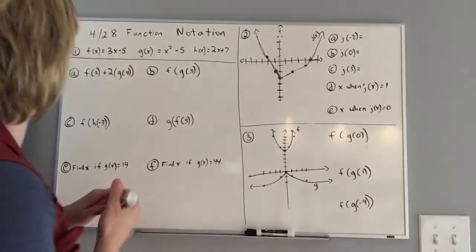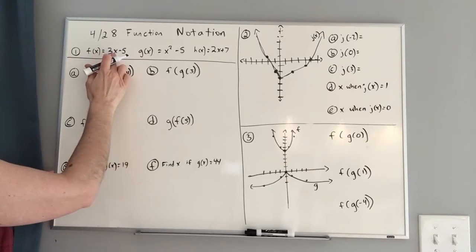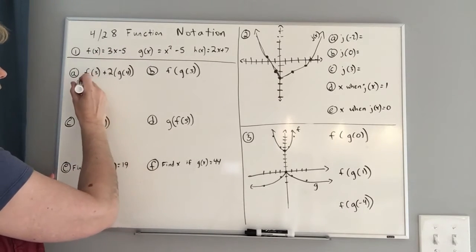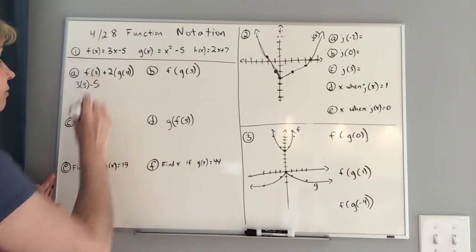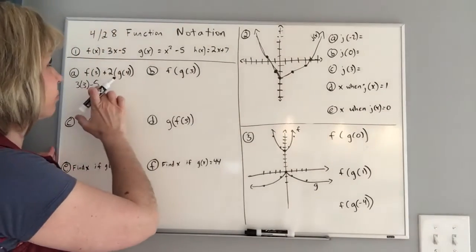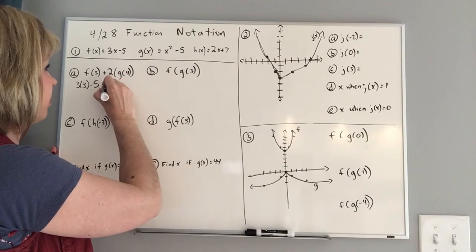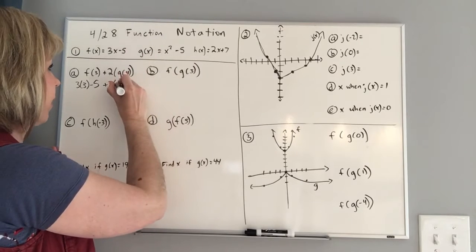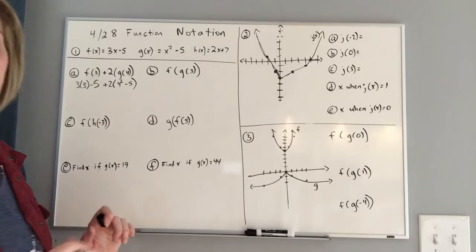So A is asking for f of 3. So input 3 in for the x. What's happening to the x here? It looks like it's being multiplied by 3 and subtracted by 5. So it's 3 times 3 minus 5. Plus, we're finding g of 4 and then multiplying that by 2. So plus 2 times g of 4, which should be 4 squared minus 5, multiplied by 2 here.